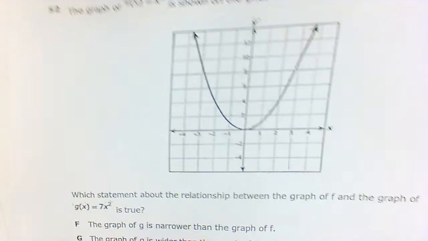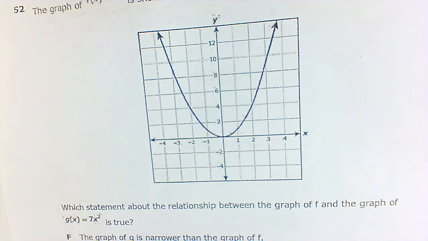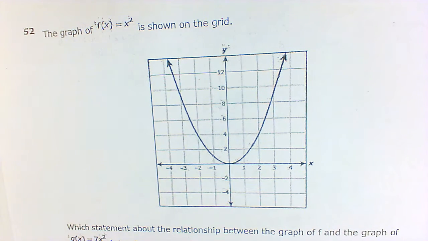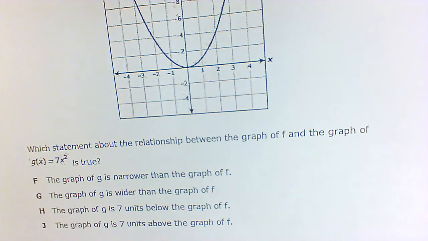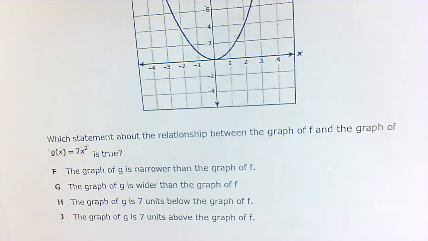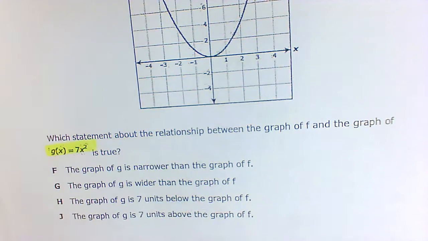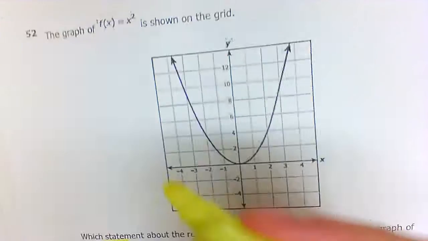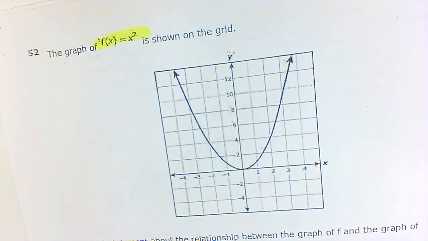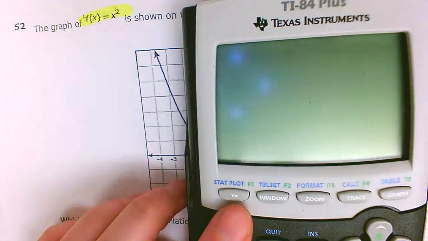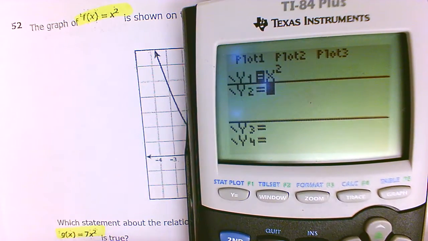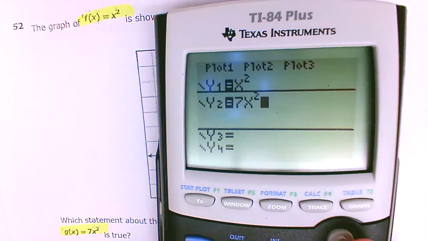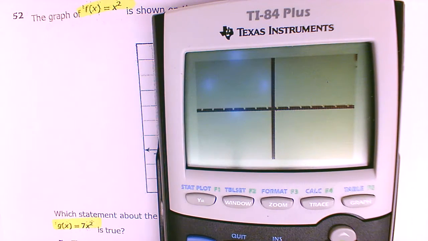52. The graph of f of x equals x squared is shown on the grid. So this is my parent function of a quadratic. Which statement about the relationship between the graph of f and the graph of g, which is g equals 7x squared, is true? Anytime they want you to compare two equations, go to your calculator, type in both of them, so I've got x squared and 7x squared, and see what happens. They will graph in the same order.